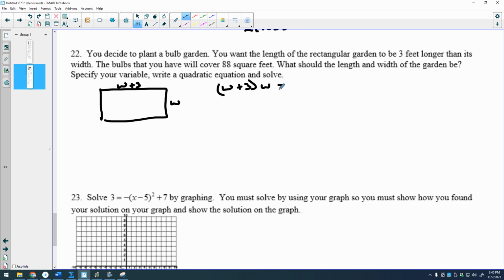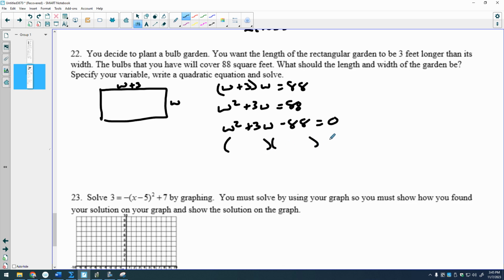So we're going to multiply length times width, back from geometry, to get area. Distribute that W, and I get W squared plus 3W. It's a quadratic, so we're going to set it equal to 0. We're going to subtract that 88 from both sides. And I usually try to factor first before I jump right into the quadratic formula. So factors of 88 are 11 and 8, and they do subtract to give me the 3. So I have a plus 11 and a minus 8.